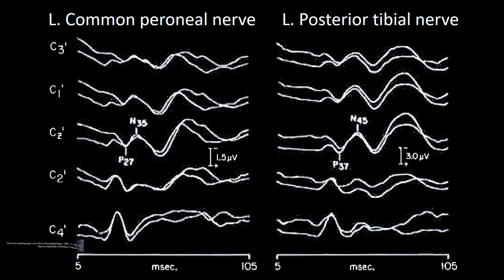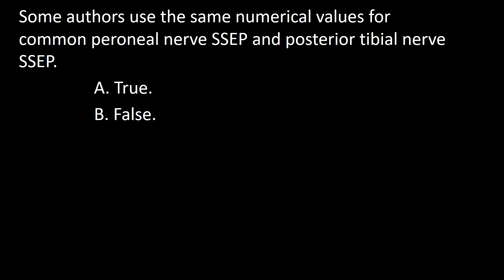This was the panel I presented to you in the last question. Notice the authors in this case used the label P27 to designate the most prominent common peroneal nerve peak. Yet other authors, to maintain parity with the posterior tibial nerve labeling, add 10 milliseconds. Hence, P27 becomes P37 and N35 becomes N45. So the answer to this question is true.